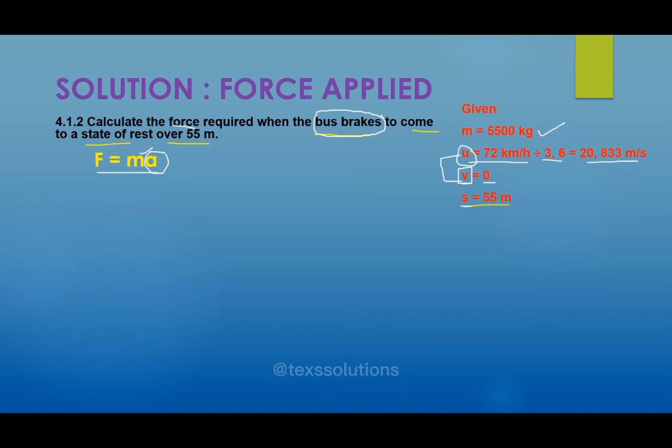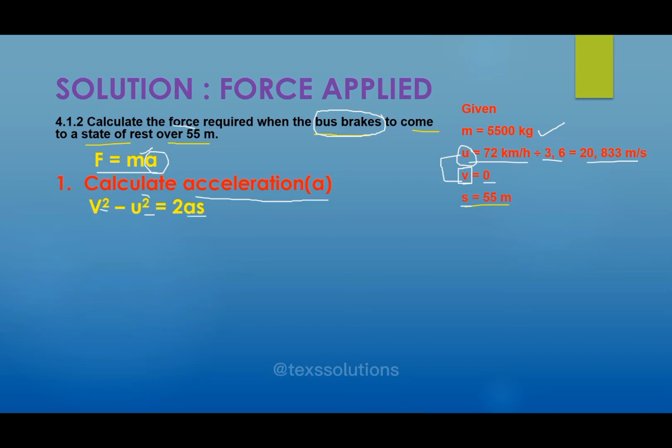That means the velocity has to change over a given amount of time, and we need two types of velocities, an initial and a final. According to this question, we do have two types of velocities. So we now need to calculate the acceleration, and acceleration can only be calculated using an equation of motion. The equation of motion we are going to use to find this acceleration is v squared minus u squared is equal to 2as.